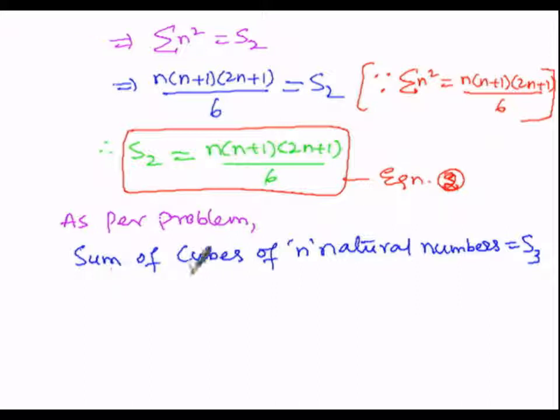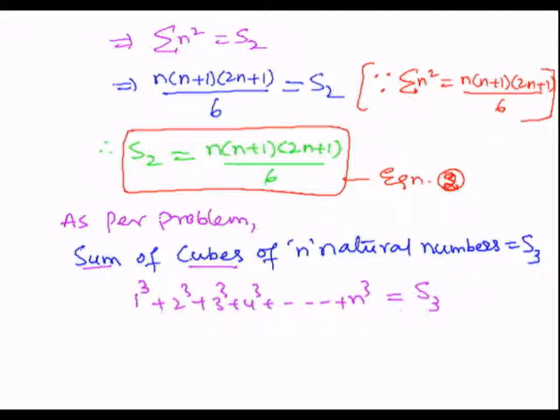have to find out the cubes. So here they are 1 cube plus 2 cube plus 3 cube plus 4 cube up to n cube. So here it indicates the sum, that is the addition of the cubes of n natural numbers. So it is given by means of S3.